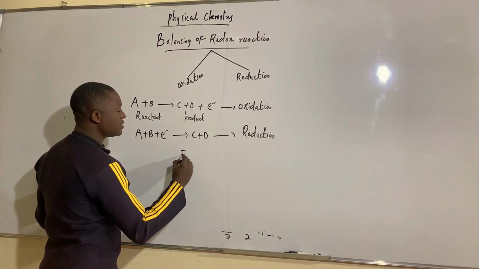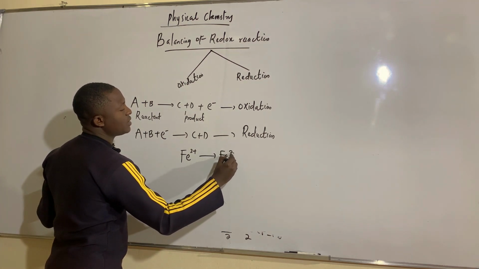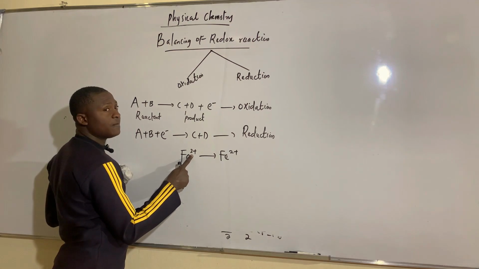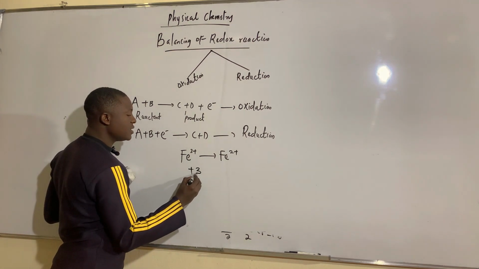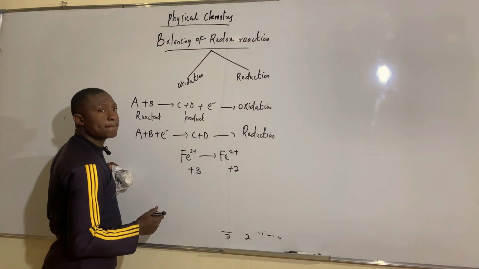Let's say I have an equation like this, for example. Maybe I was asked to balance this. So how can I balance this? This is iron. So you can see here, how many iron do we have here? We have 3 iron. This is plus 3. And here we have 2. This is plus 2. Are they balanced?